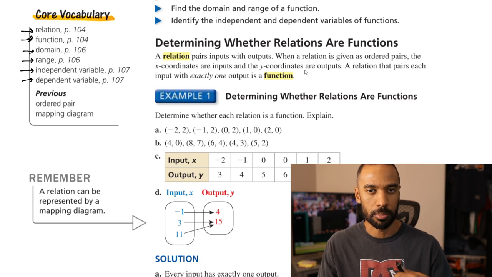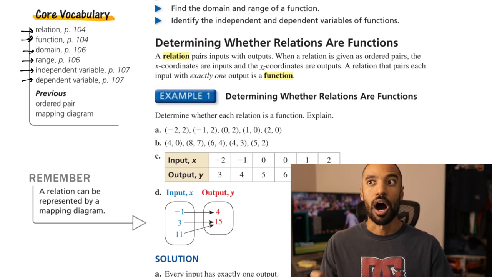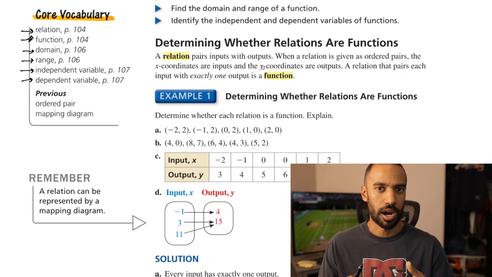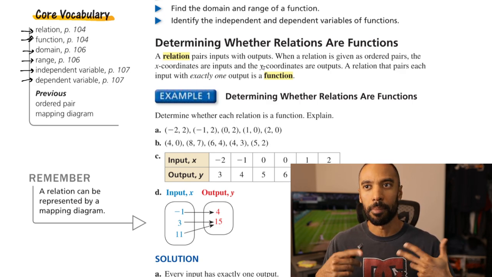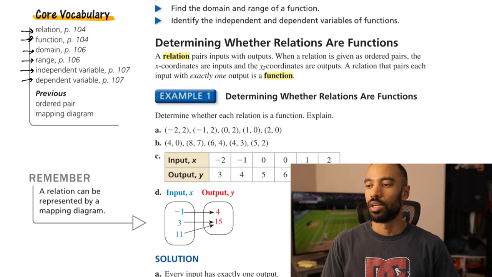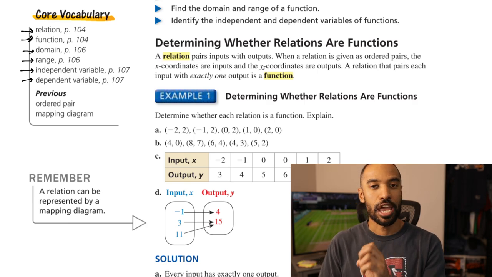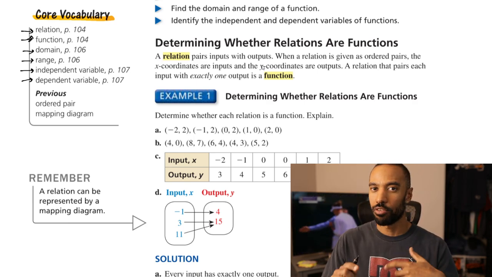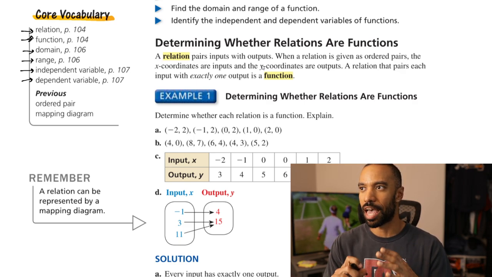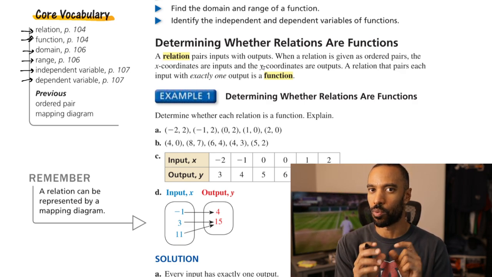Let's go back to the car example I was talking about, right? Not all cars are convertibles, but all convertibles are cars, right? Now, what makes it a convertible? It's a car with a pull-down top. A function is a relation that, right? All functions are relations, but not all relations are functions. A function is a relation that for every x value, there's only one y value.